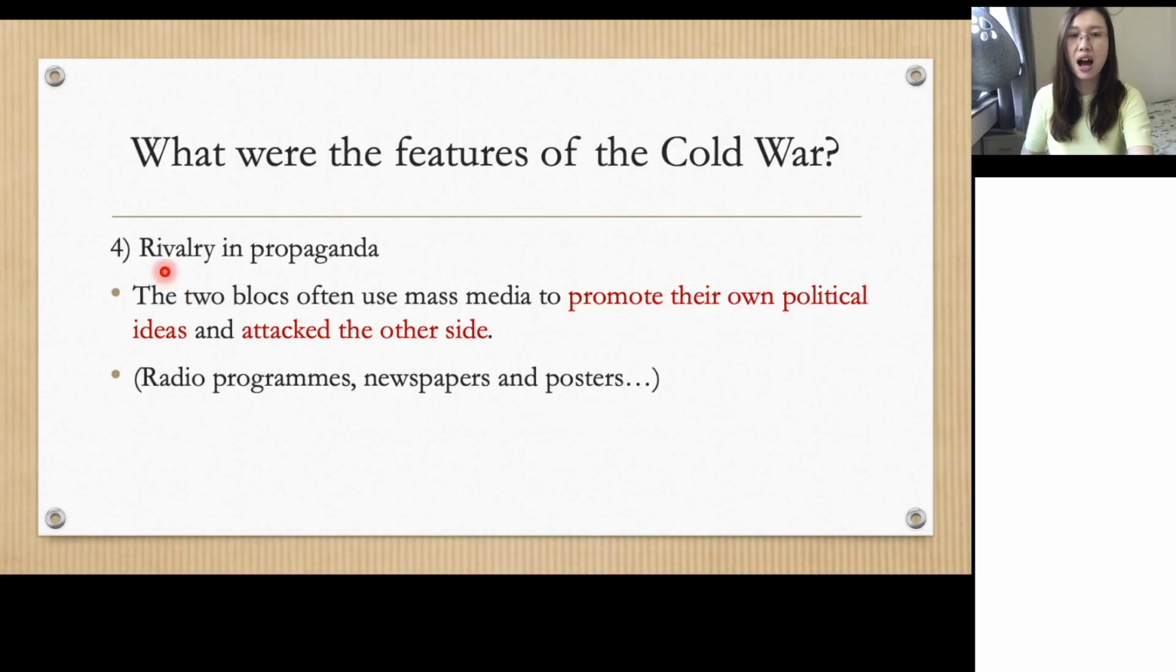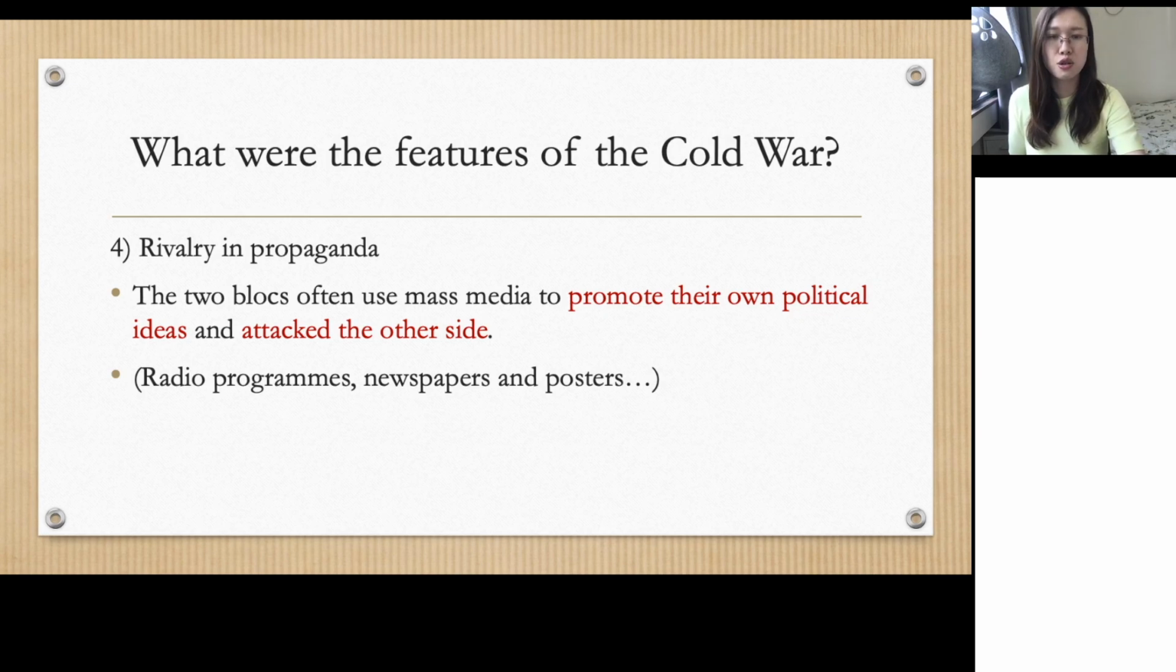Next, it's about the rivalries in propaganda. You have to see that at that time, both sides used propaganda to create the worst possible image of the other side and ensure that national public opinion supported the government. That means on one side, they try to create a bad image of the other side while creating a very positive image of their own side to gain support from the people, right?